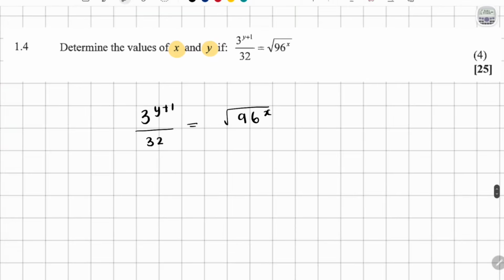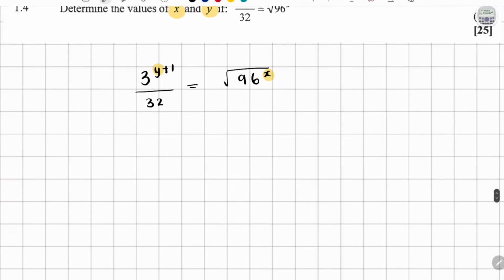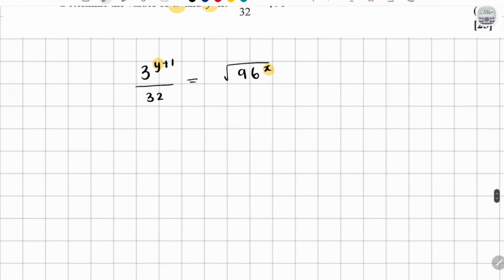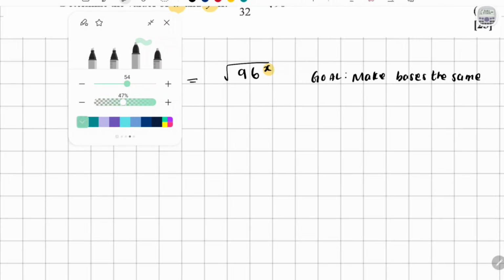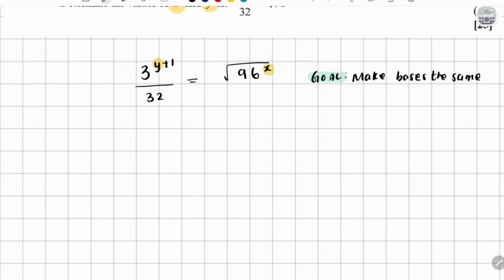And as you can see, x and y are on the exponents. So this is an exponential equation. With exponential equations, I'm already going to say this now. The goal is always going to be you need to try to make the bases the same. Make the bases the same. I'll write that down. That is mostly your goal for exponential equations.